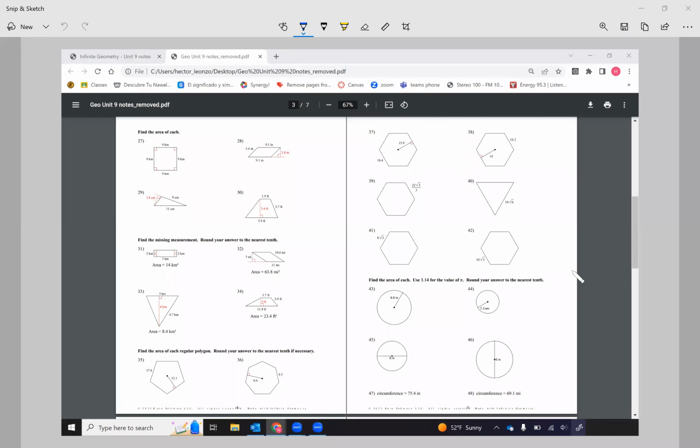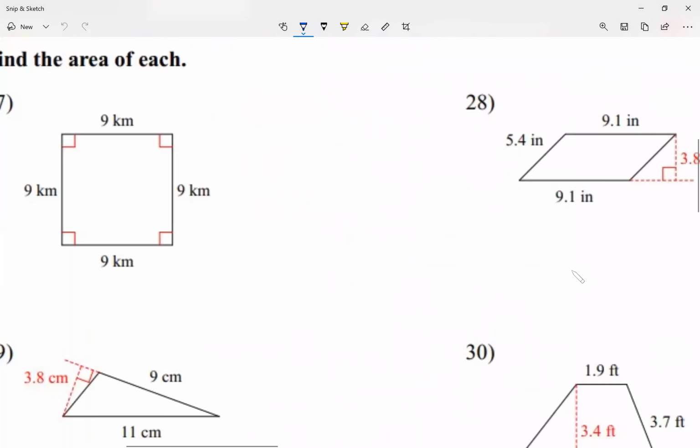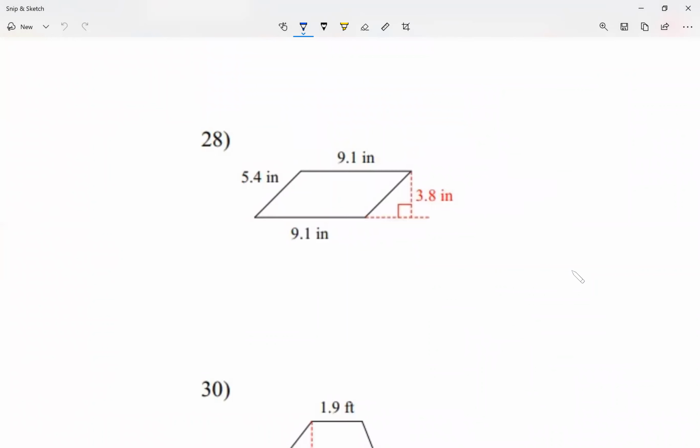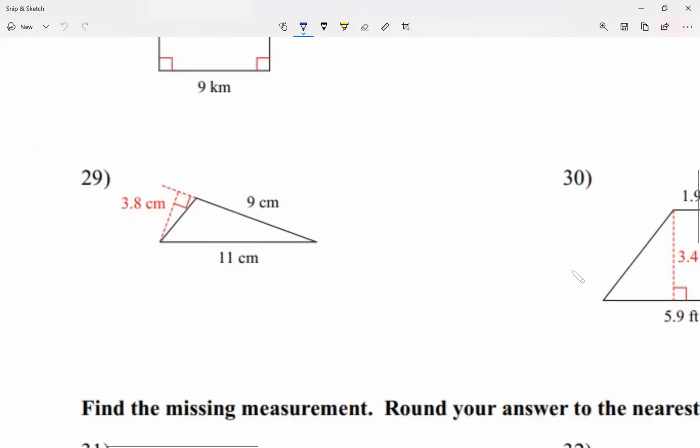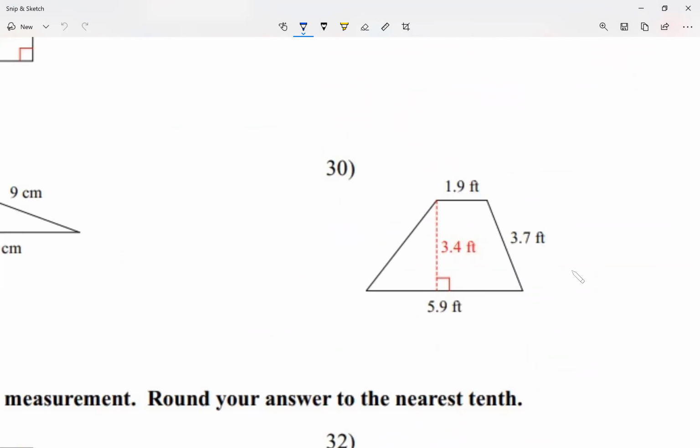A quick review of everything we saw. We started with rectangles. I'm going to do a rectangle. We also saw parallelograms, right? Like number 28. Squares, we saw squares, but squares are the same thing as a rectangle. So we saw rectangles, we saw parallelograms, we saw triangles, and then we also saw trapezoids. So let's do a quick review of all of these.